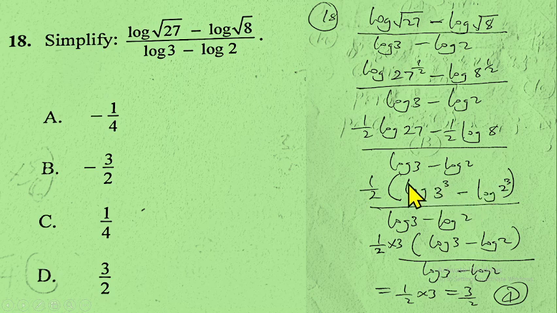this 3 will come to the front here, and this 3 also comes to the front here. You can also factorize the 3 out. So you have 1 over 2 times 3, factorized, into log 3 minus log 2 over log 3 minus log 2. So this can cancel this: log 3 minus log 2 cancels log 3 minus log 2. So you are left with half times 3, and that gives us 3 over 2. It's quite simple. And if you look at the options provided, option D is the correct option for question number 18 as well.